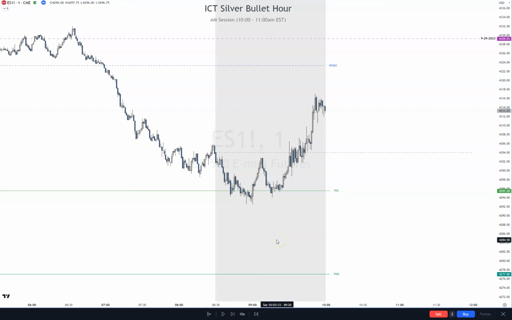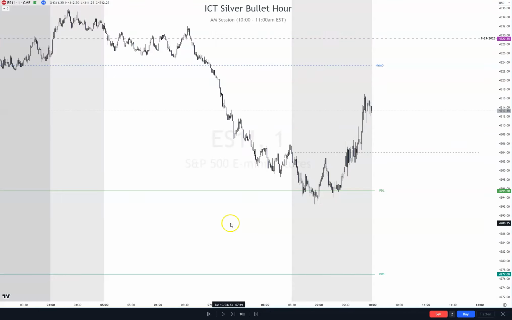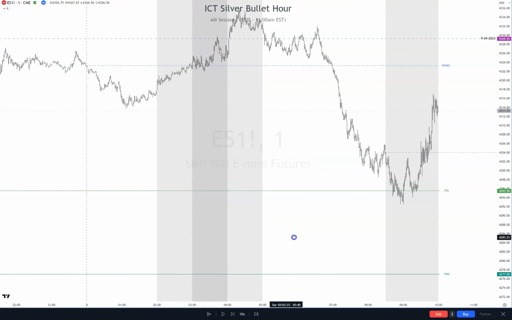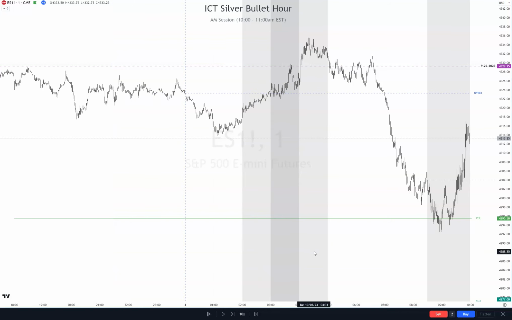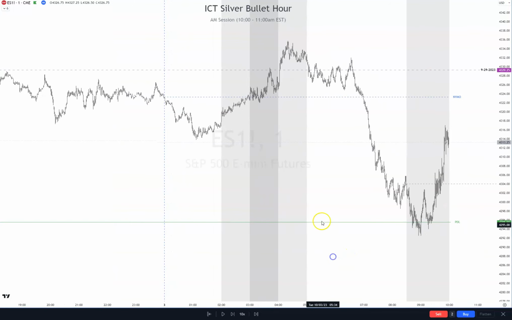Today I want to go over the AM Silver Bullet for Tuesday, October 3rd, and we're going to use the Kraken Silver Bullet. So this would be the start of the 10 o'clock hour. But let's zoom out real quick and look at what has gone on thus far. Okay, let's scroll out just a little bit. I know it's really small on the screen, but bear with me here.